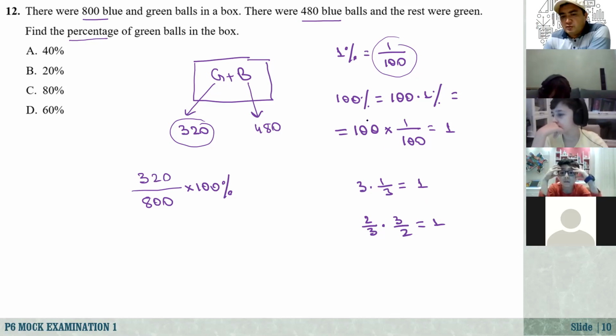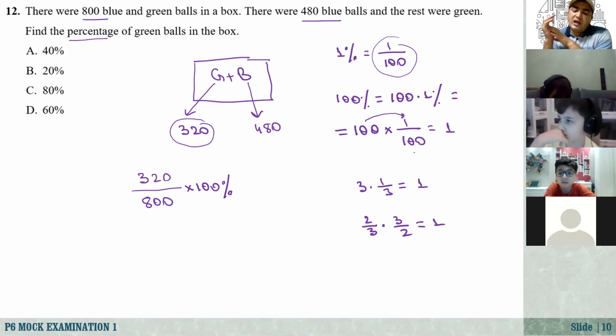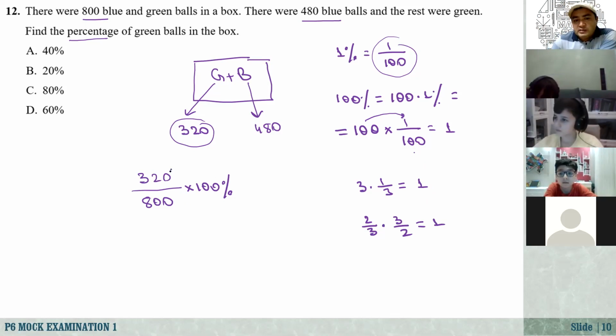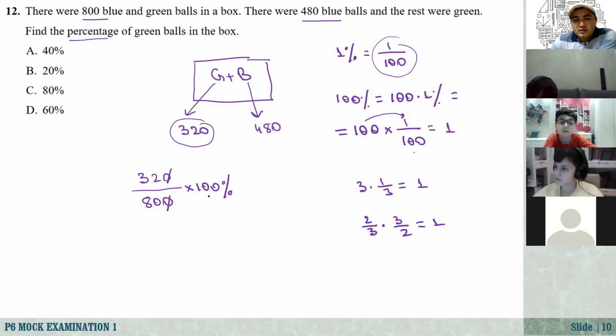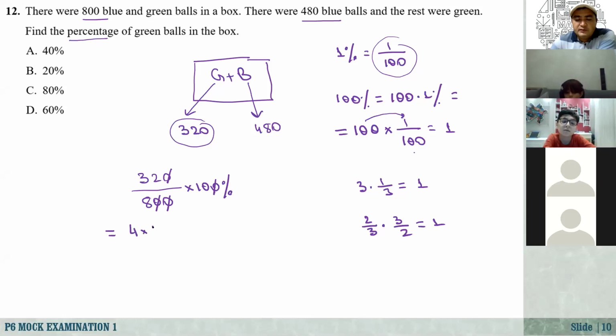To multiply, I multiply 100 by 1, and after that divide by 100, that's equal to 1. Anyway, guys, to change a fraction into a percentage, we just multiply it by 100%. Before multiplying, we have to simplify. This 0 and this 0 are gone. What is 32 divided by 8? It is 4. 4 times 10, that's equal to 40%.